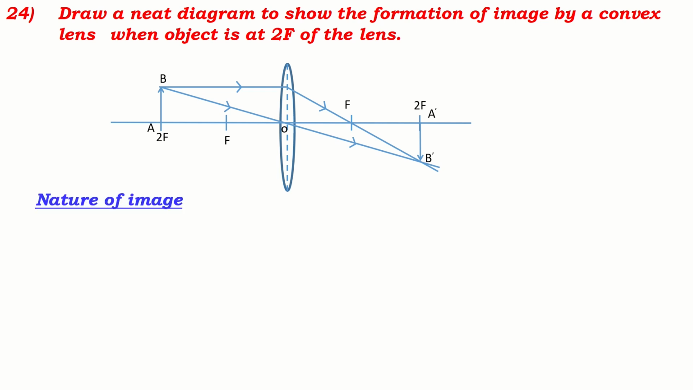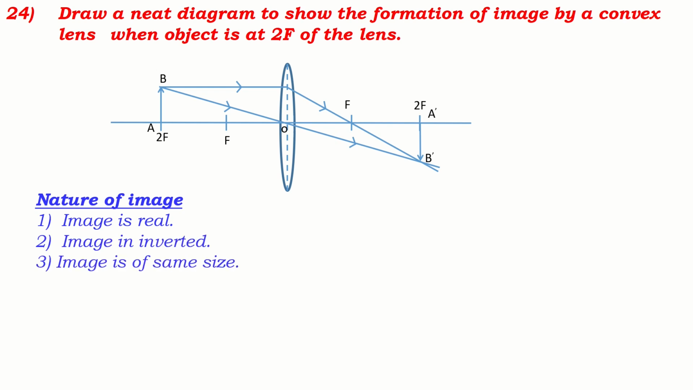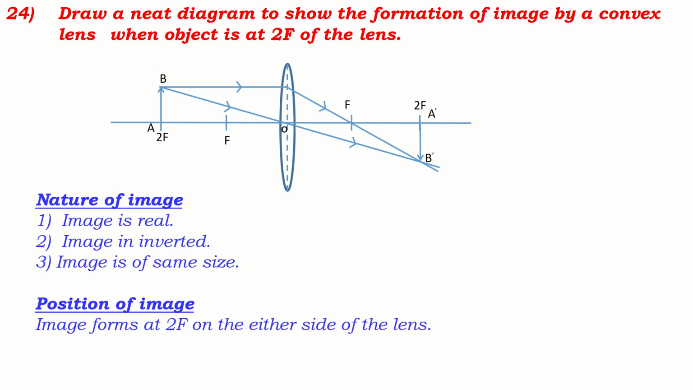Okay, nature of image. Image is real because the refracted rays really intersect and the image is formed. Image is clearly inverted, and the image is of the same size. What is the size of AB? The same size is A dash B dash. Now what is the position of the image? Image forms at 2F on the other side of the lens. We can write the meaning of the symbols used in the diagram also. F focus, O optical center, AB object, A dash B dash image.